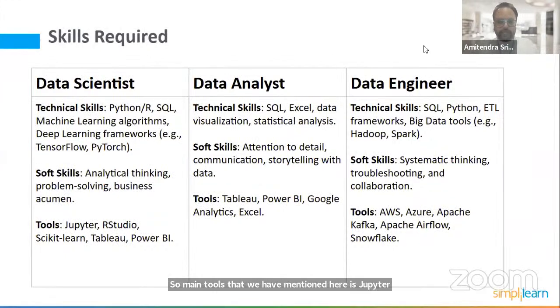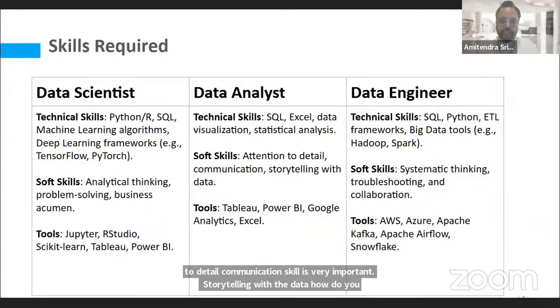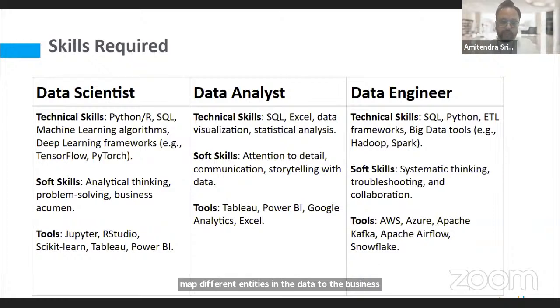Then we talk about data analyst. So for data analyst, your core skills would be proficiency in SQL, Excel, data visualization tools like Tableau or Power BI, and sometimes basic Python or R also I would like to add over there. Not to forget as a soft skill, attention to detail. Communication skill is very important. Storytelling with the data. How do you map different entities in the data to the business verticals or business processes? That's very important. And tools, as I mentioned, Tableau, Power BI, Google Analytics, these are the tools that you can focus upon.